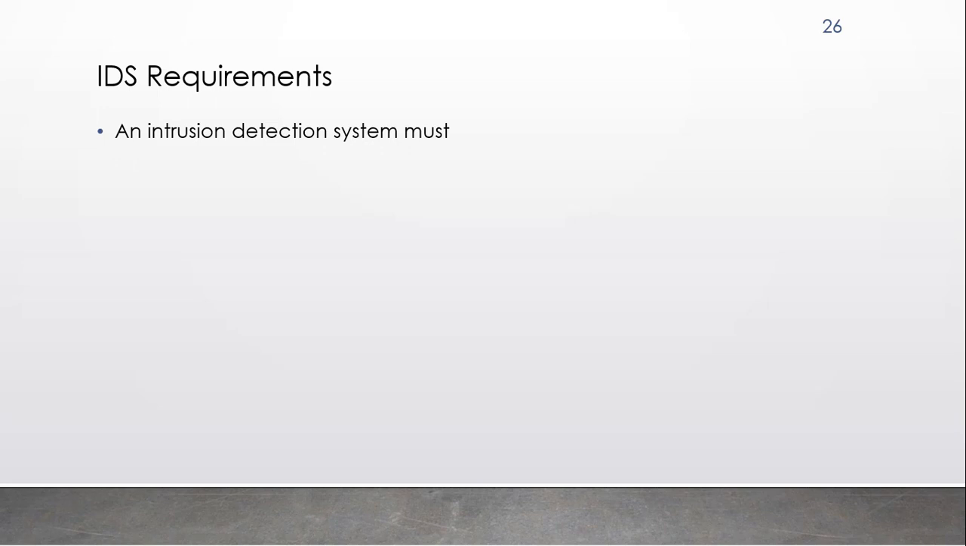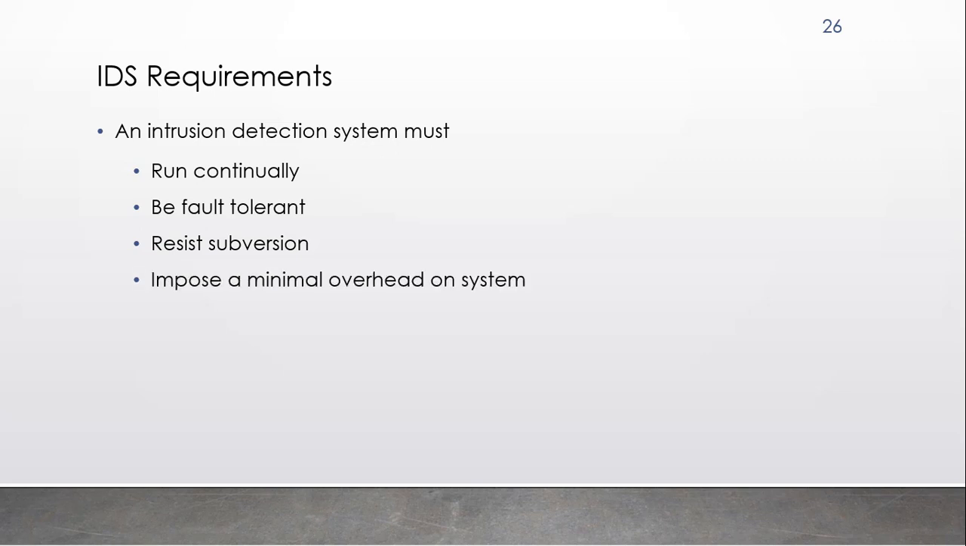We now consider desirable features or characteristics of an IDS. The system must run continually with minimal human supervision. It must be fault tolerant in the sense that it must be able to recover from system crashes and reinitializations. It must resist subversion. The IDS must be able to monitor itself and detect if it has been modified by an attacker. It must impose a minimal overhead on the system when it is running.